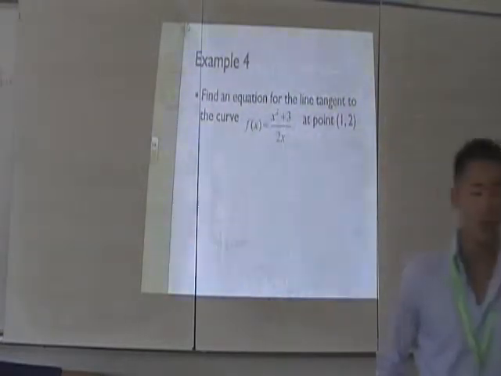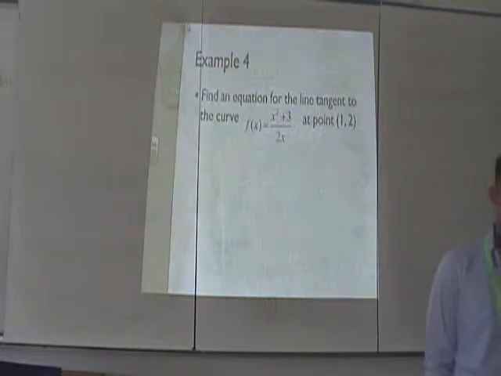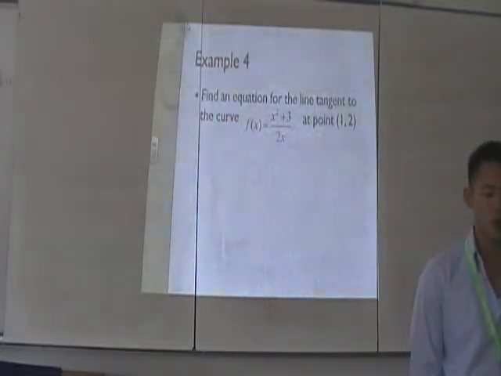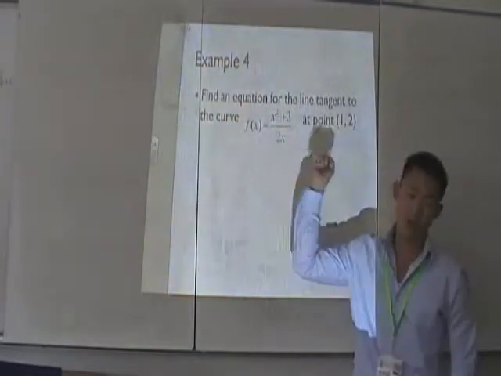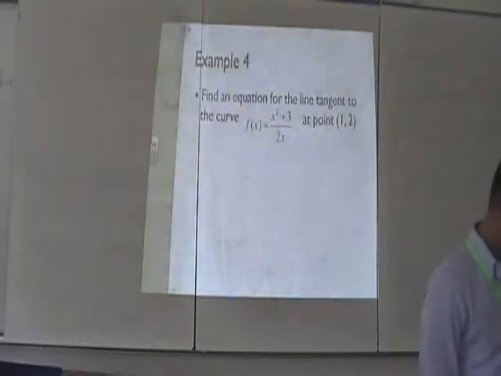Here's example 4. Find an equation of the line tangent to the curve. So this curve right here at point 1, 2. Find an equation for the line tangent to the curve of that function at point 1, 2.